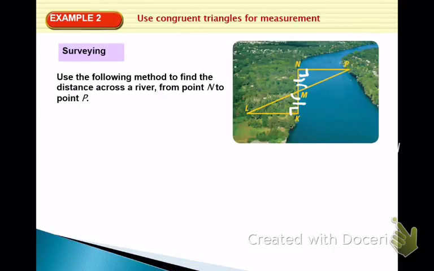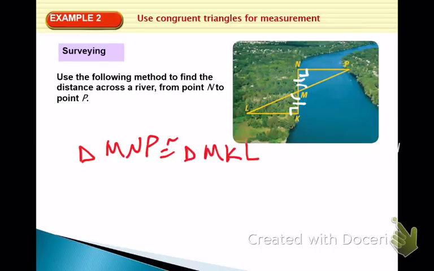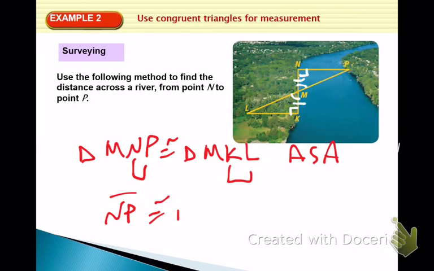So because of angle, side, angle, triangle MNP is going to be congruent to triangle MKL. And that's by angle, side, angle. And because of that, I know that NP and KL are going to be congruent because of CPCTC. They're corresponding parts of congruent triangles and therefore must be congruent.